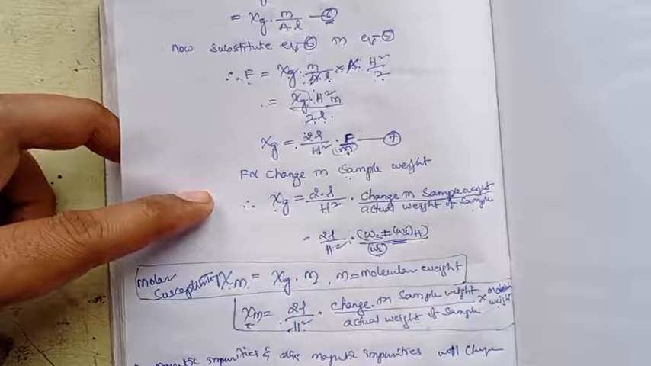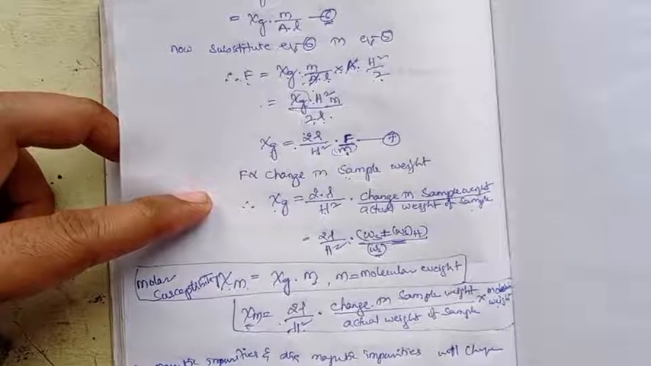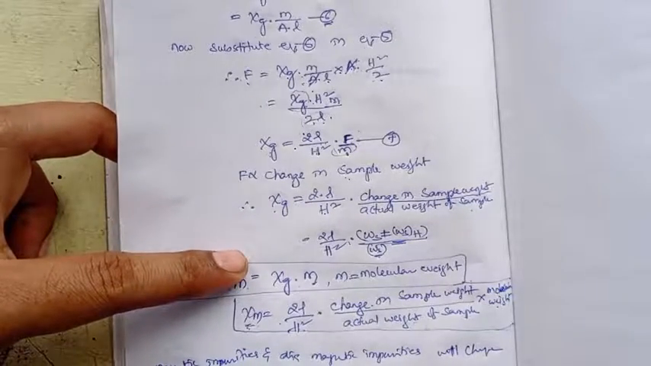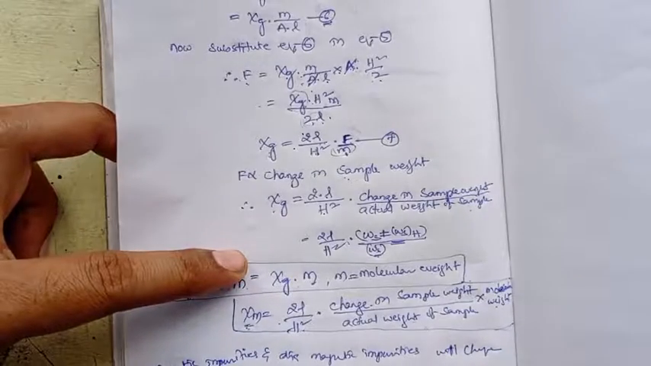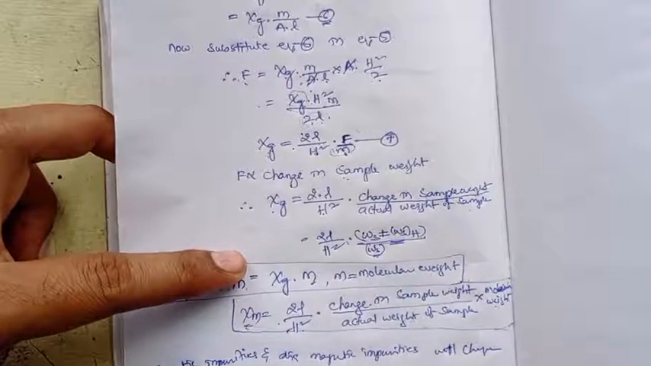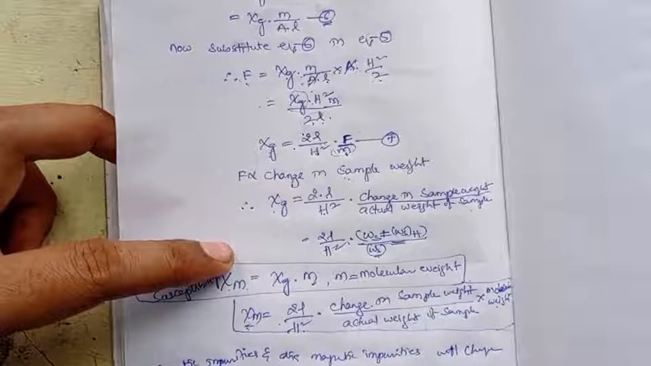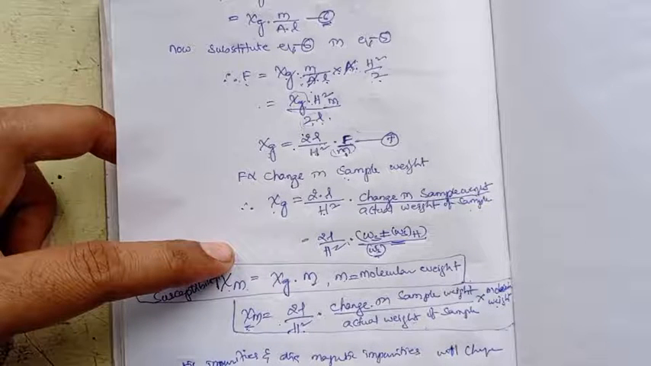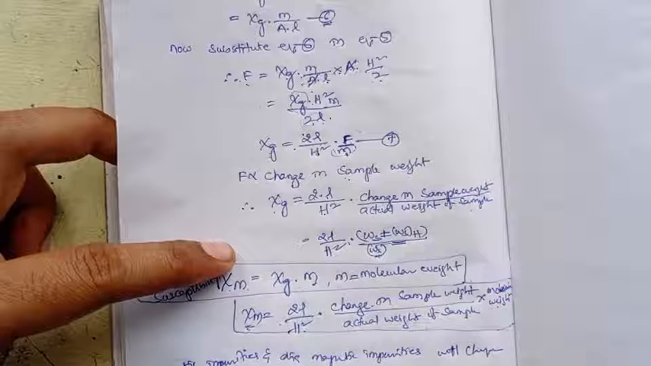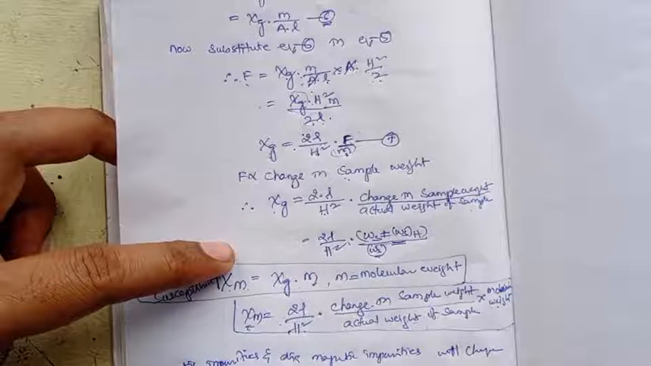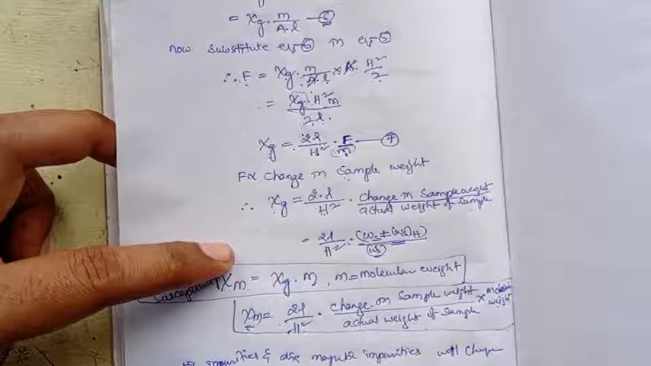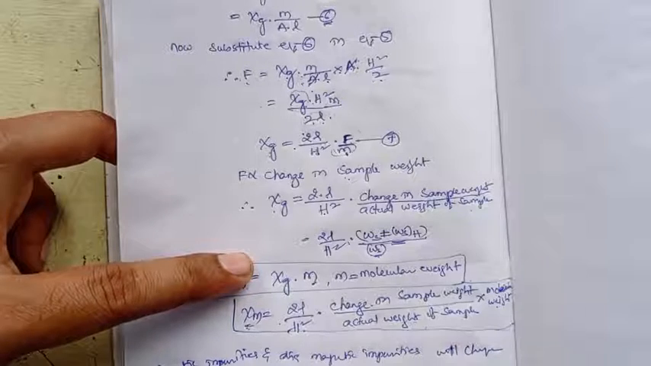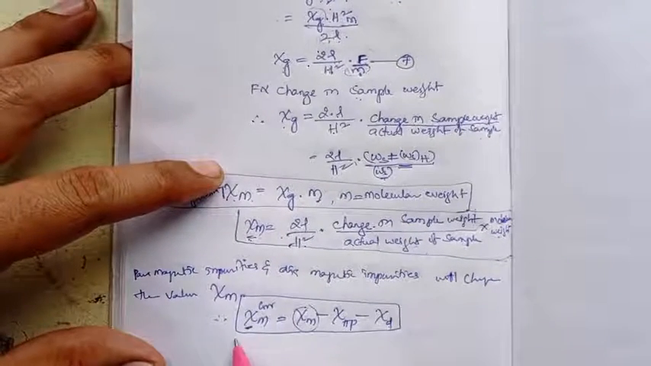So the corrected molar susceptibility is equal to the molar susceptibility measured minus the paramagnetic impurities susceptibility and the diamagnetic impurities susceptibility, right? The susceptibility of impurities of diamagnetic substances we have to separate, and the susceptibility of paramagnetic impurities also we have to separate from the molar susceptibility, whereby we get the exact, accurate, corrected molar susceptibility of the substance.